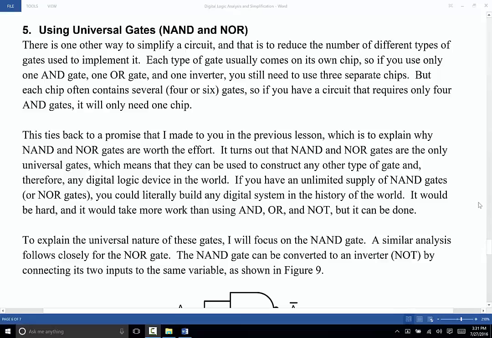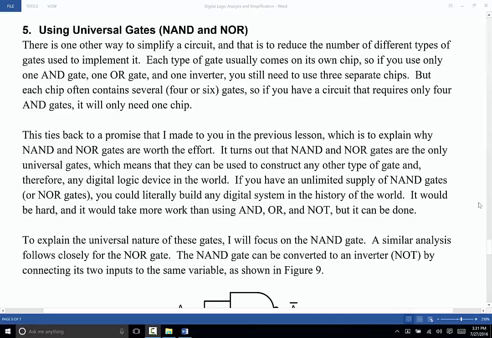So it turns out that one of the reasons why this is in today's lesson is because you could simplify the circuit significantly by reducing the number of different types of gates. Because if you buy an AND gate, it actually comes on a chip that has 4 AND gates. If you buy an OR gate, it comes on a chip that has 4 OR gates. An inverter comes on a chip that has 6 inverters. NAND and NOR each come 4 to a chip as well.